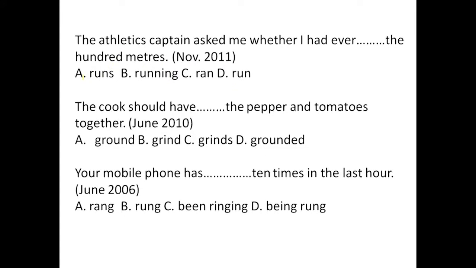Why is A wrong? A is wrong because we have had here. And when we use had, has or having, we must consider the past participle form. So of course, runs is wrong. B, running, is also wrong. If we use running, we require am, is, was, are and were. So B is wrong.